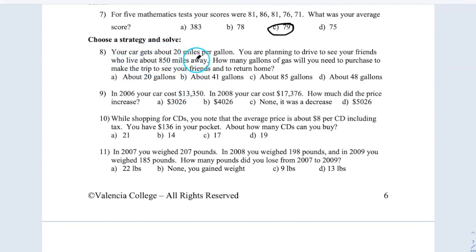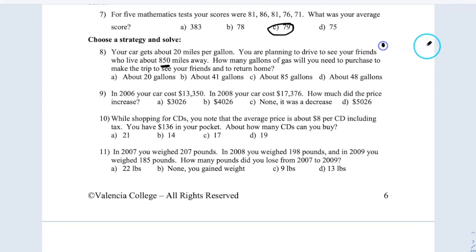Your car gets about 20 miles per gallon. You're planning to drive to see your friends who live about 150 miles away. How many gallons of gas will you need to purchase to make the trip to see your friends and to return home? That's the magic thing. Okay, so let's go back. You're going to your friends. They live 850 miles away. How many gallons will you need to purchase to make the trip to see your friends and to return home?